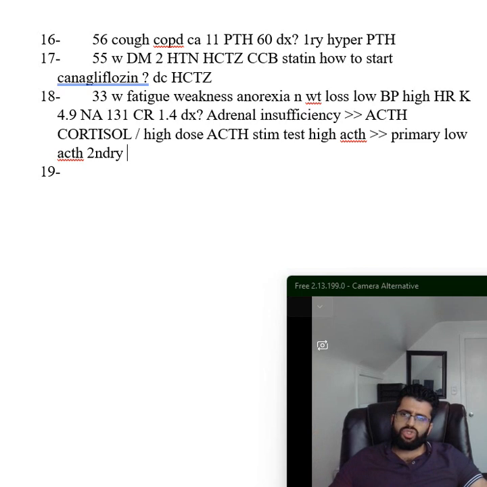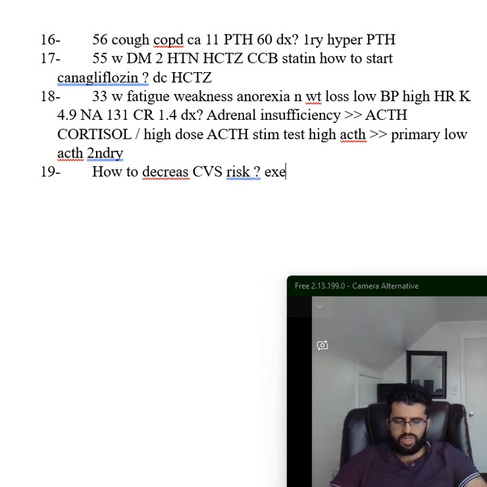Now, for this patient, they just ask you, how do you decrease the risk of cardiovascular disease? How to decrease cardiovascular risk? Okay. The answer is very expected: exercise. Exercise is always a good answer. If you see it in the options, just think about it.